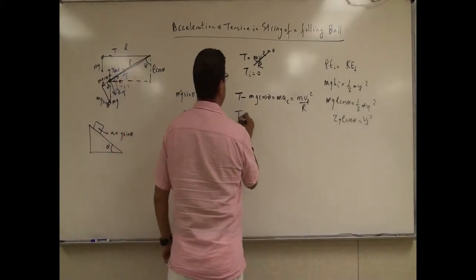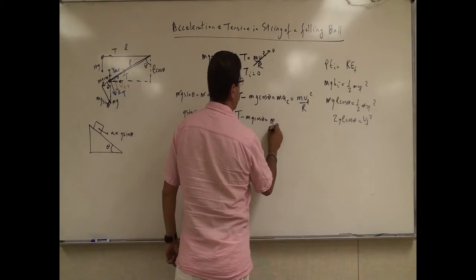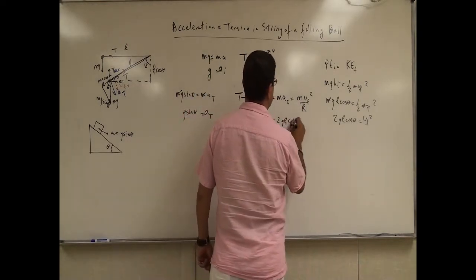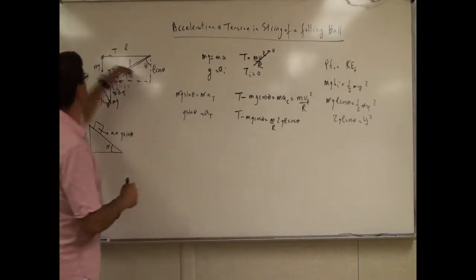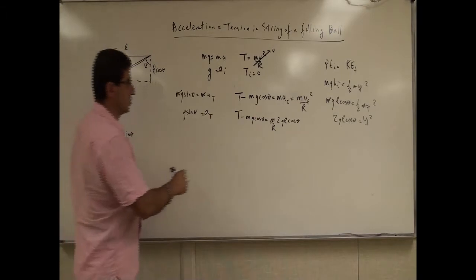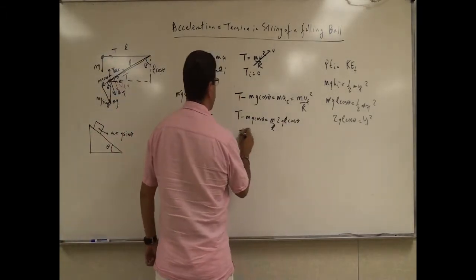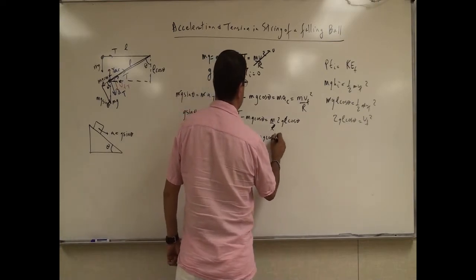So we have here T minus mg cos theta is equal to m over r, and then v final squared, 2gL cosine theta, right? And then the L is the same as the radius of the circle, right? So this is also L. Okay, and then the L and the L cancel. And we have here tension is 3mg cosine theta.